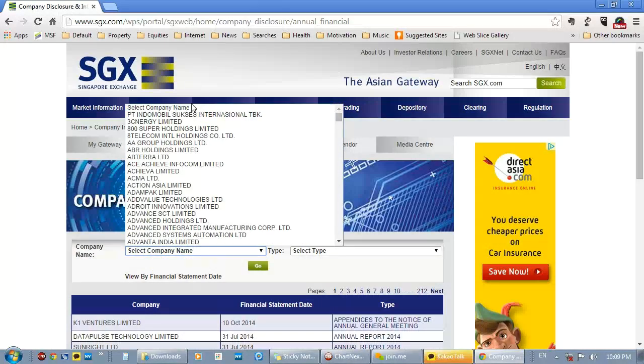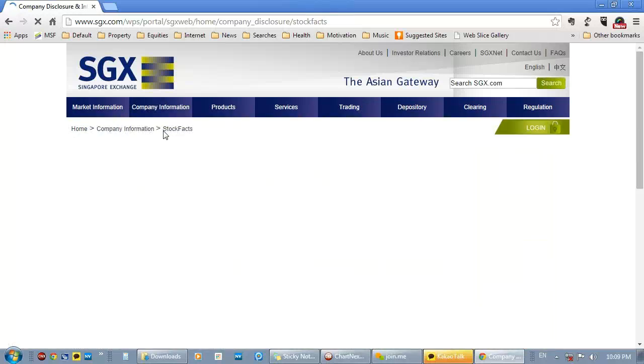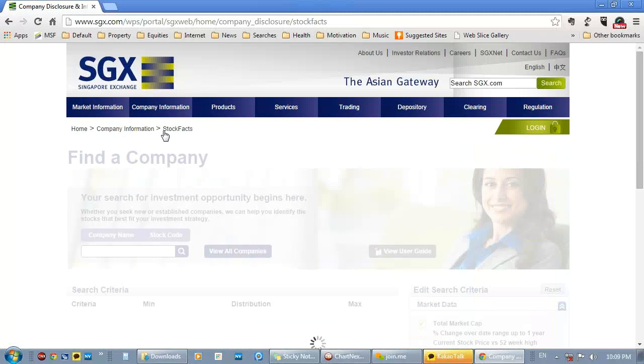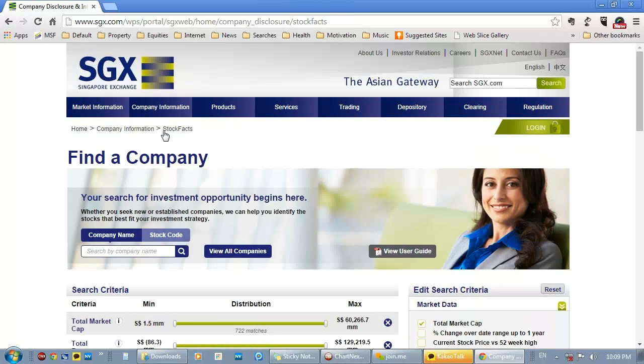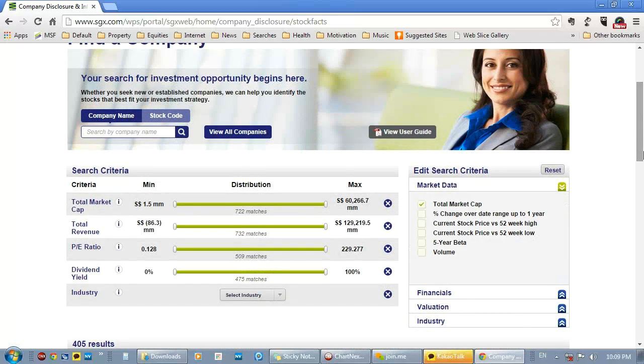Since we are here, just to show you, right? Now the SGX has come out with this stock facts. It's quite interesting. Okay, something new. Go to sgx.com, company information, stock facts. Okay, you can actually select by fundamentals, their search lah. So for example, you want a market cap of a company between, let's say, 100 million to a billion. Okay, you can search lah.